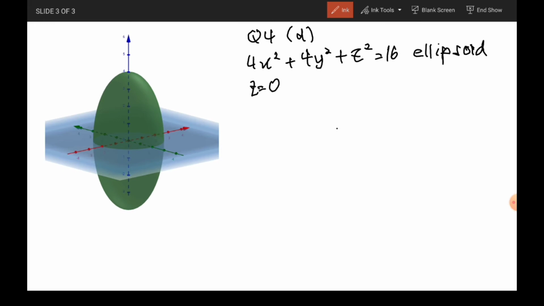And they also have the plane z equals 0, and we want to find the volume above the plane inside the ellipsoid. So the theta is 0 to 2 pi.